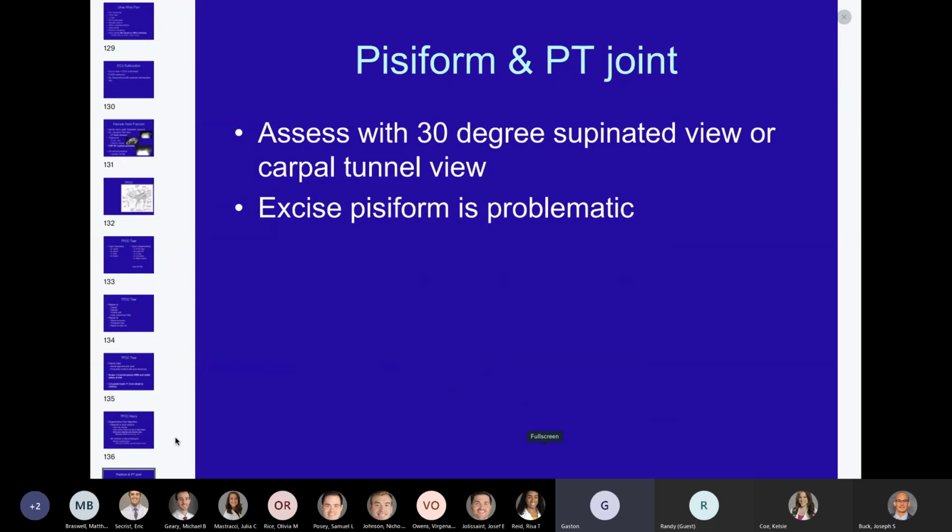Pisiform, how do you see the pisiform on x-ray? A 30-degree supinated view will give you a perfect lateral, and a carpal tunnel view is going to give you a perfect axial. And then anything on the OITE with pisiform is going to be non-op, and then if it fails, take out the pisiform.